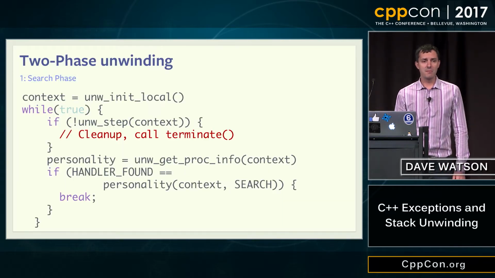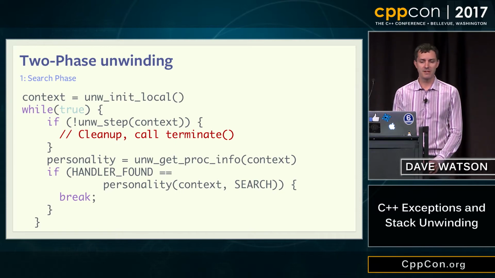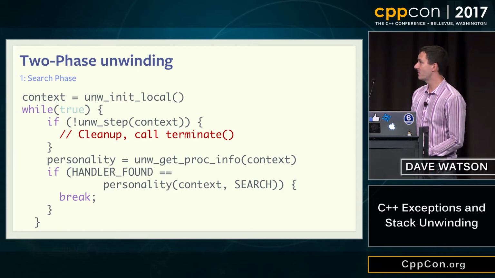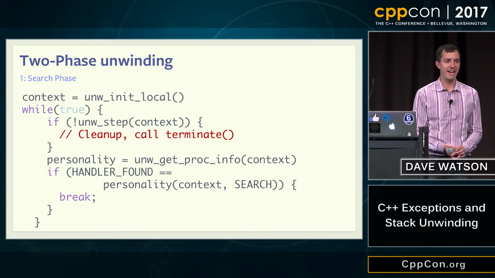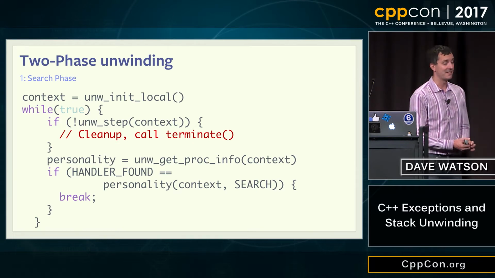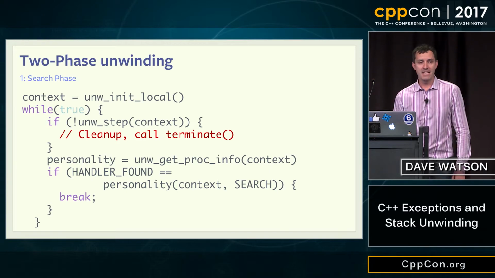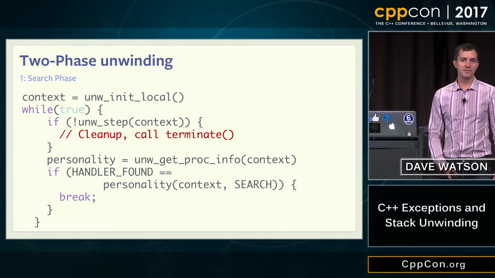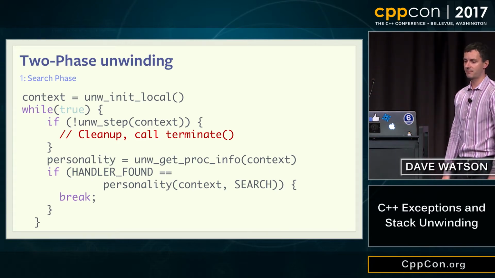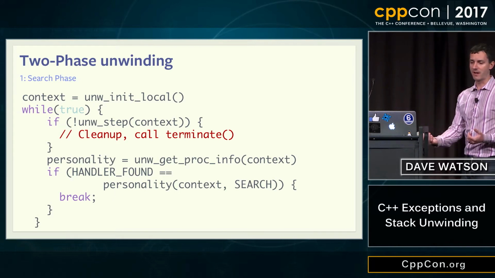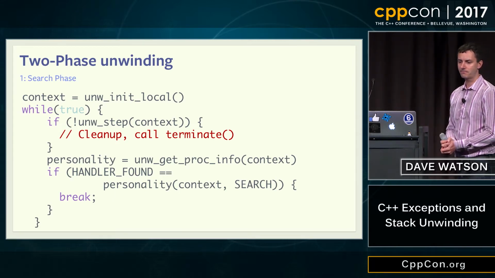So let's go ahead and try to implement a super simple exception handler. This code is simplified right from the code that libunwind actually uses to implement exceptions, so it's exactly what is used. The Itanium ABI specifies a two-phase unwinding process. The first phase is the search phase. We're going to search through and try to find the correct handler.